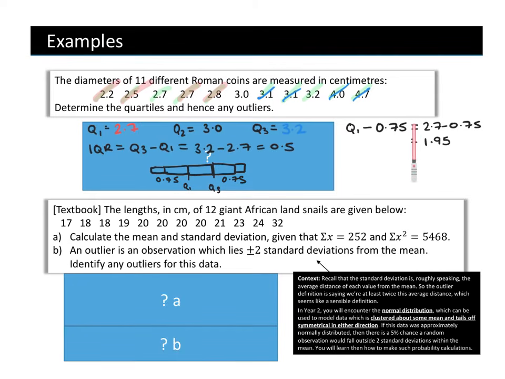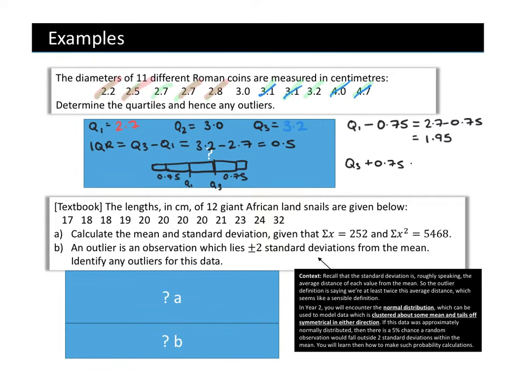Do we have any outliers which are lower than this? This is called a lower outlier, so this is our lower outlier boundary. Is any of our data lower than 1.95? No, so we don't have any outliers on the left of the graph. Okay, and then my quartile 3 plus 0.75. So this is going to be 3.2 plus 0.75, which is in fact 3.95. Do I have any data values which are higher than 3.95? Actually, I do. 4.0 and 4.7. So therefore, 4.0 and 4.7 are outliers.